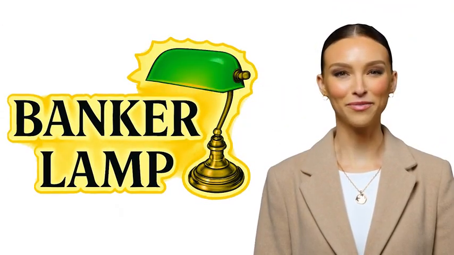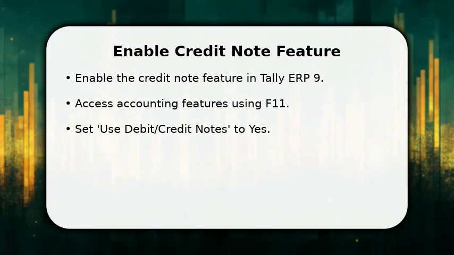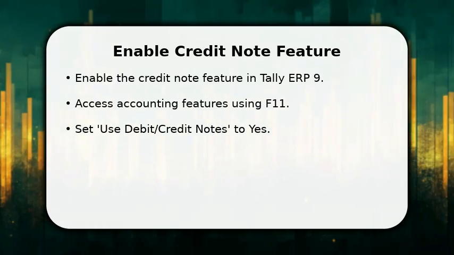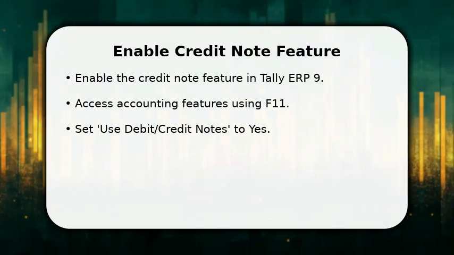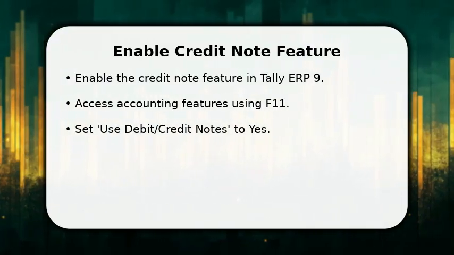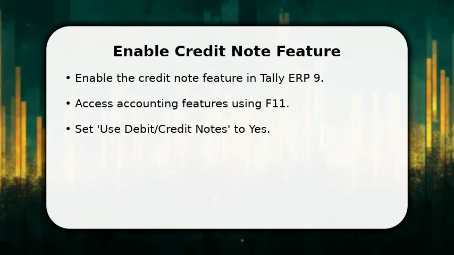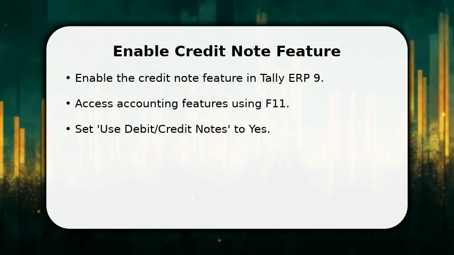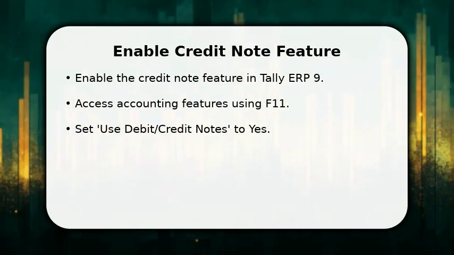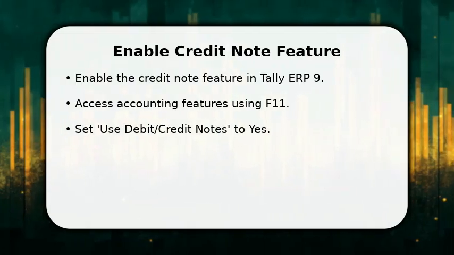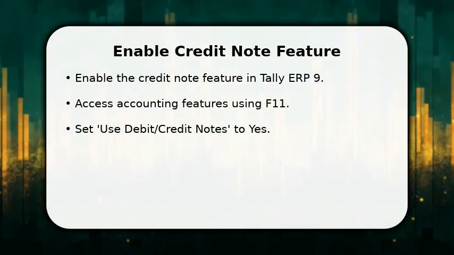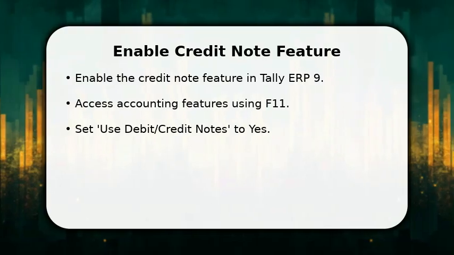Please enjoy the video. In this video, I will explain how to make a credit note in Tally ERP 9. First, you need to enable the credit note feature. From the gateway of Tally, press F11 for company features, then select accounting features. Here, set the option Use debit and credit notes to yes. Also, ensure record credit notes in invoice mode is set to yes for detailed entries. Save these changes to proceed.